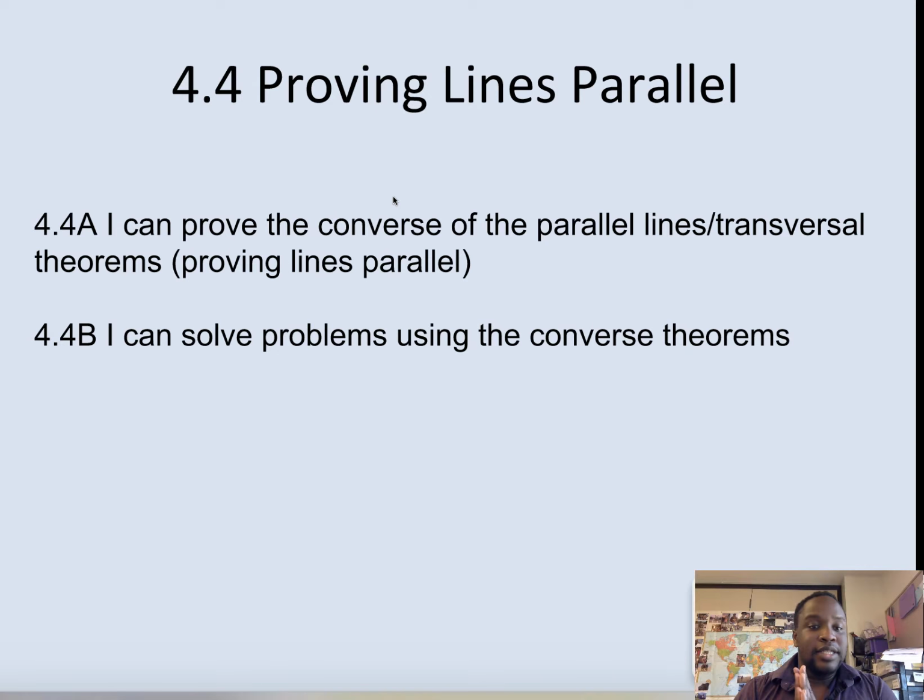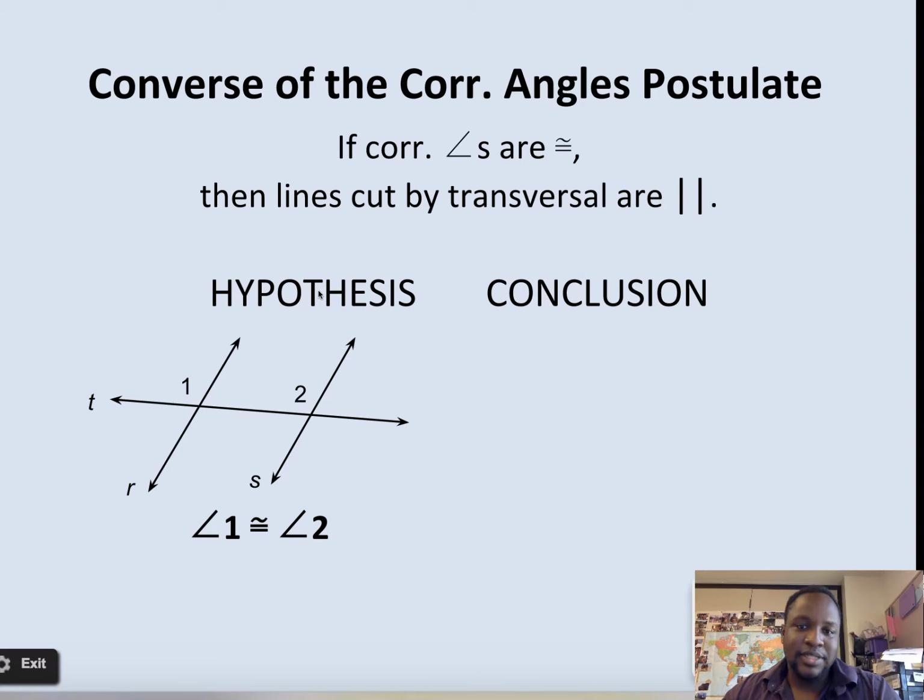So one is that I can prove the converse of the parallel lines and transversal theorems. So basically, you can prove lines are parallel given some information. And you will also be able to solve problems using these converse theorems. All right, so let's get started, guys.